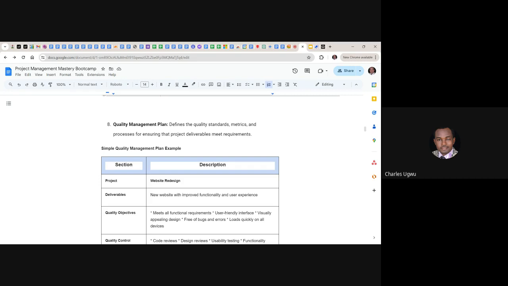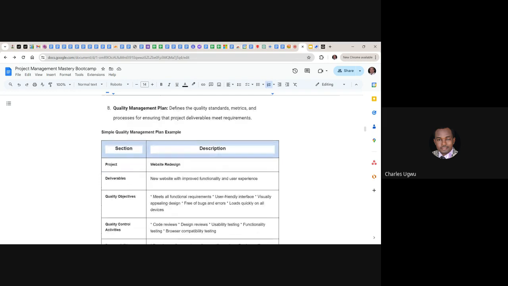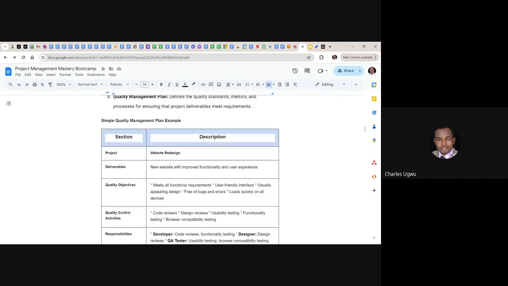So the next is the quality management plan. This document defines the quality standards, metrics, and processes for ensuring that the project deliverables meet the required, or desired, or agreed requirements. So this is how a quality management plan looks.